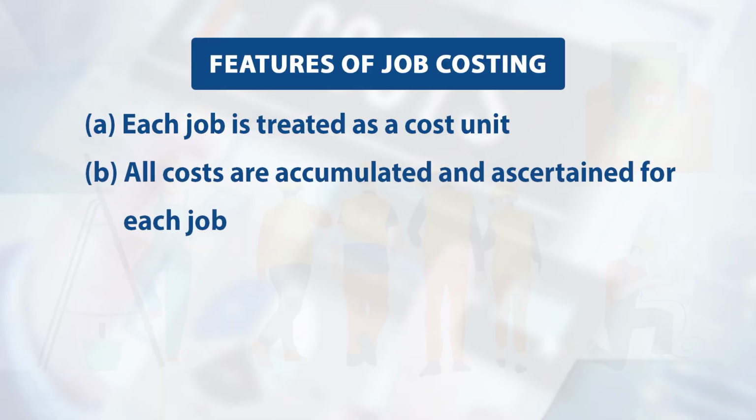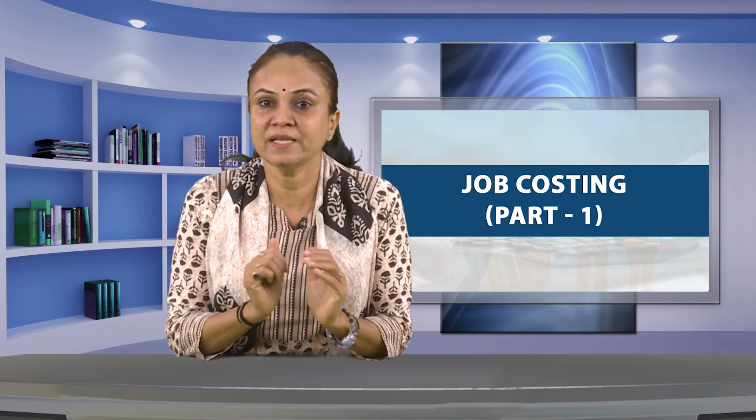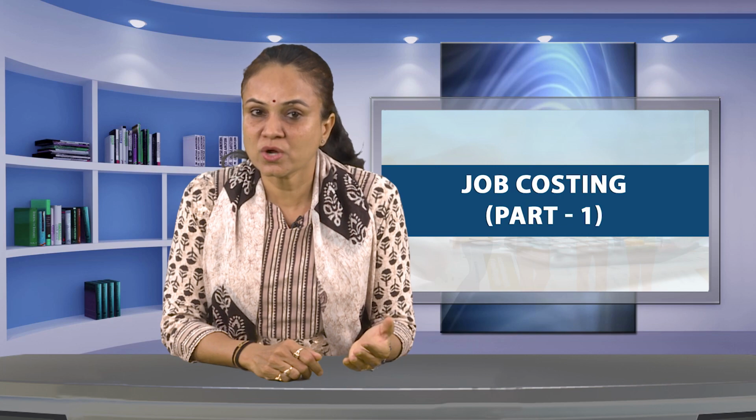Second, all costs are accumulated and ascertained for each job. That is, since each job has a separate existence, their cost determination element requirements are also dissimilar. The cost of each element of cost will be collected and total cost will be determined. An individual cost sheet or job card is prepared for each job separately.